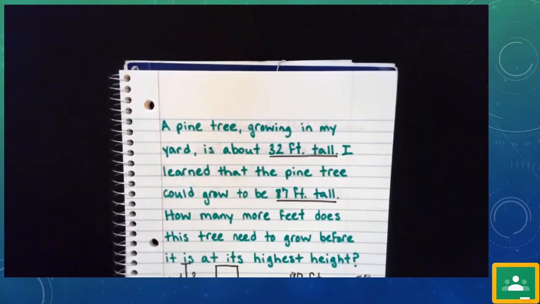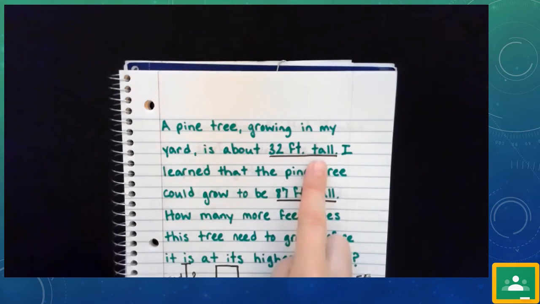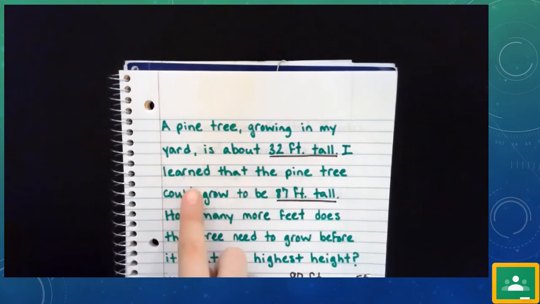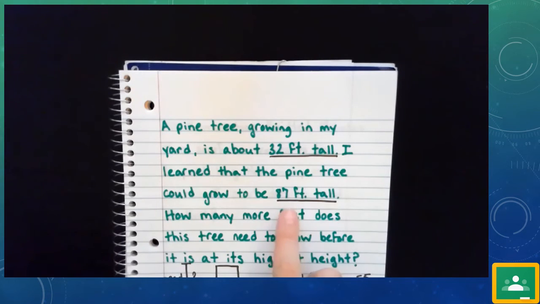A pine tree is growing in my yard, and this tree is about 32 feet tall. I learned that the pine tree could grow to be 87 feet tall. How many more feet does this tree need to grow before it is at its highest height? So to understand this problem, I'm picturing a tree in my brain, and trees do grow to be very tall. Sometimes trees seem like they are done growing, but according to science, they could grow to be taller.